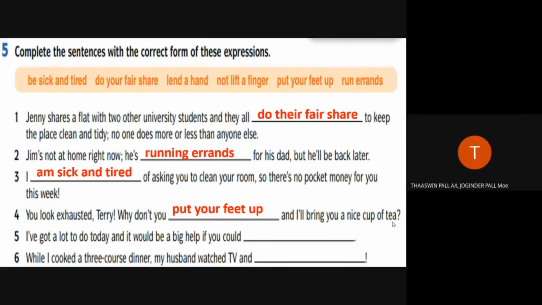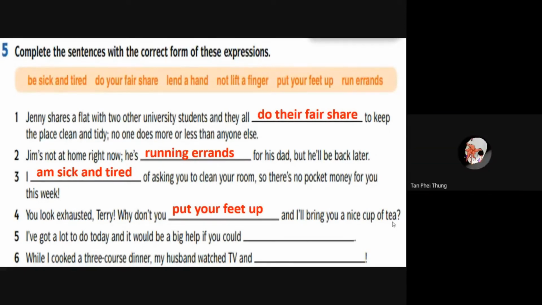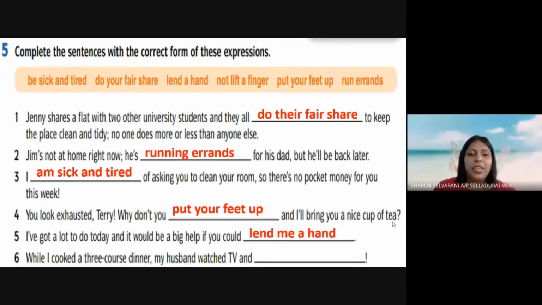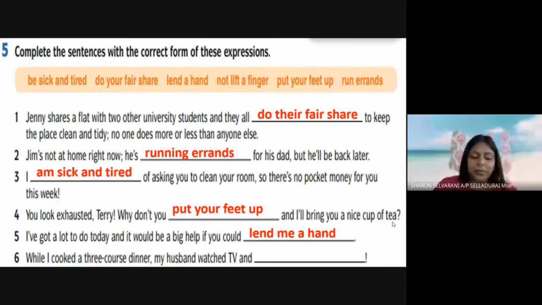Okay, number 5. I've got a lot to do today, and it would be a big help if you could lend a hand. Lend a hand. Okay, number 6. While I cooked a 3-course dinner, my husband watched TV and did not lift a finger. Okay, so you understand how to put in the answers, right?